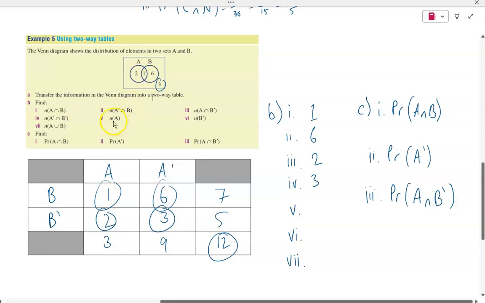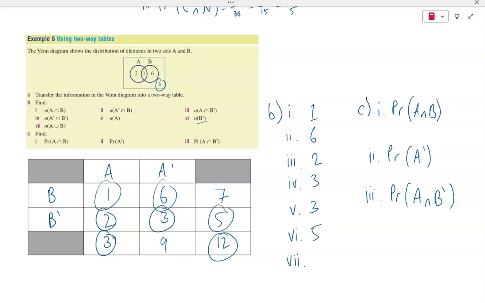Number of people that like apples. I have to add these 2 and 1, which gives me the total there, 3. Total that don't like bananas is 5. And the total in the union, that's not given on the 2-way table, but it is 2 plus 1 plus 6, which gives me the 9. All right, so 9 people like either apples or bananas.